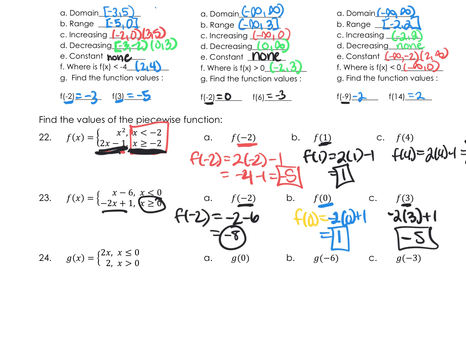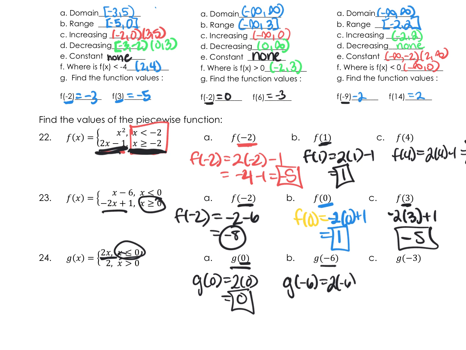And lastly here, for g of 0, when x is 0, this one here says we use the top one because this is x is less than or equal to 0. So we'll plug it in here for 2x. 2 times 0 is 0. And then when x is negative 6, that is still less than 0. So we'll still use this one here. So it tells us to plug it into 2x. So that'll be negative 12.